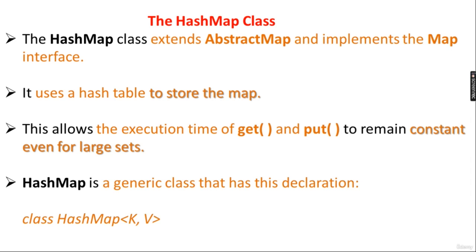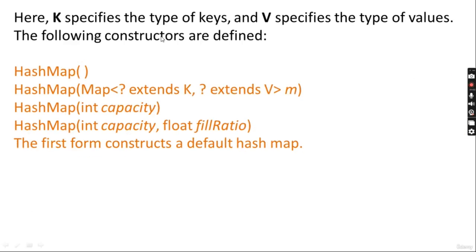HashMap is a generic class that has this declaration: class HashMap<K, V>, where K is for key and V is for value. K specifies the type of key and V specifies the type of value. The HashMap constructors are HashMap(), and HashMap(Map<? extends K, ? extends V> m), where m is the map object.